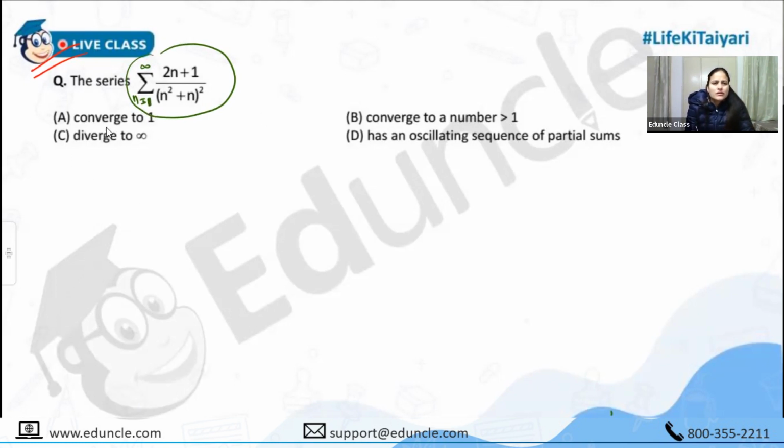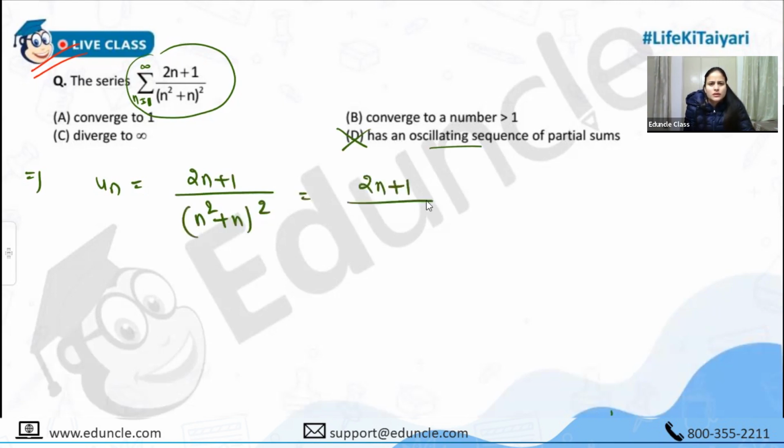So for this series, we have options like converges to a number greater than 1, diverges to infinity, has an oscillating sequence of partial sums. Never, because it's a positive term series. Okay, so what is the nth term? 2n plus 1 upon (n square plus n) whole square. That is 2n plus 1 upon, I can take n outside, n square times (n plus 1) whole square. Yes, this is what we get. Converges to 1, converges to a number greater than 1, and diverges to infinity.